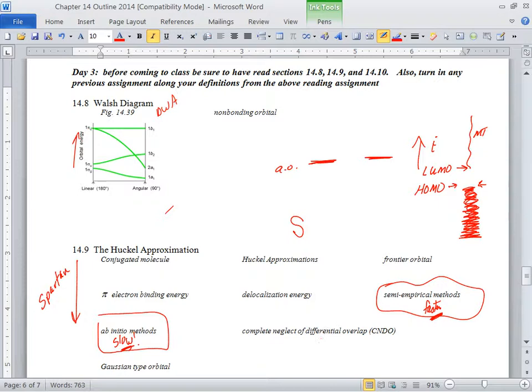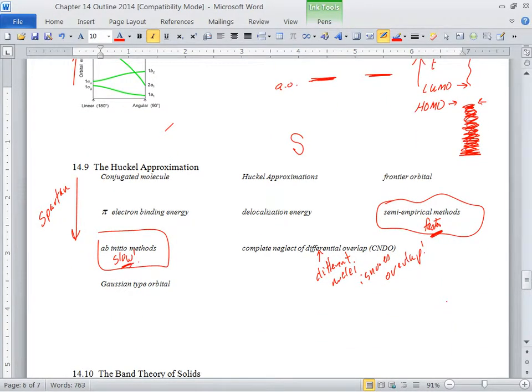Here, if you have different atoms, just different nuclei, it ignores the overlap. So there isn't really much to ask about this kind of stuff. I mean, this is really specific, kind of dealing with Spartan.